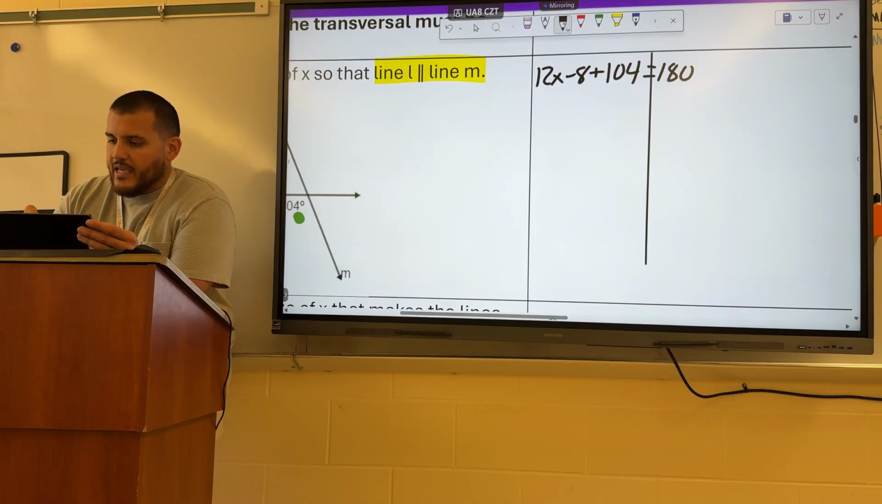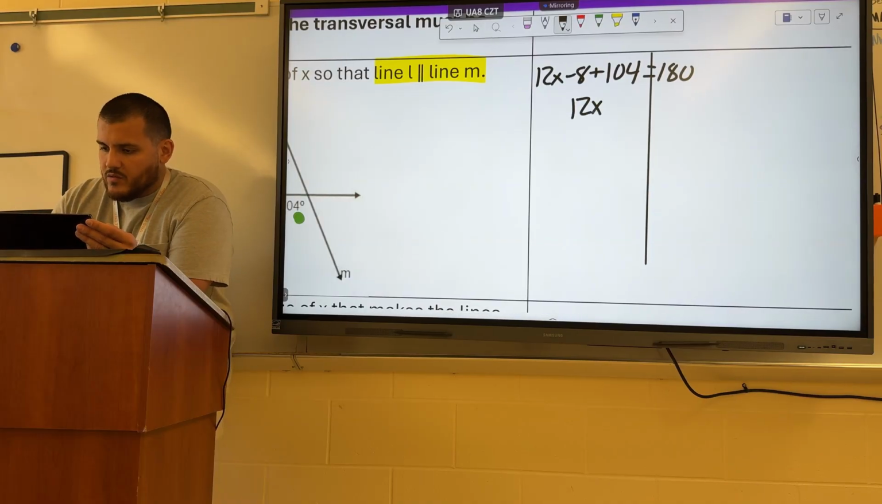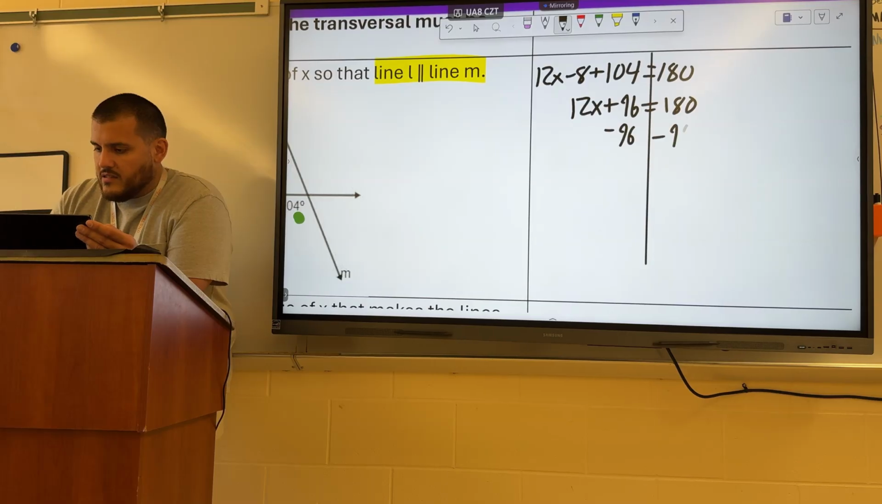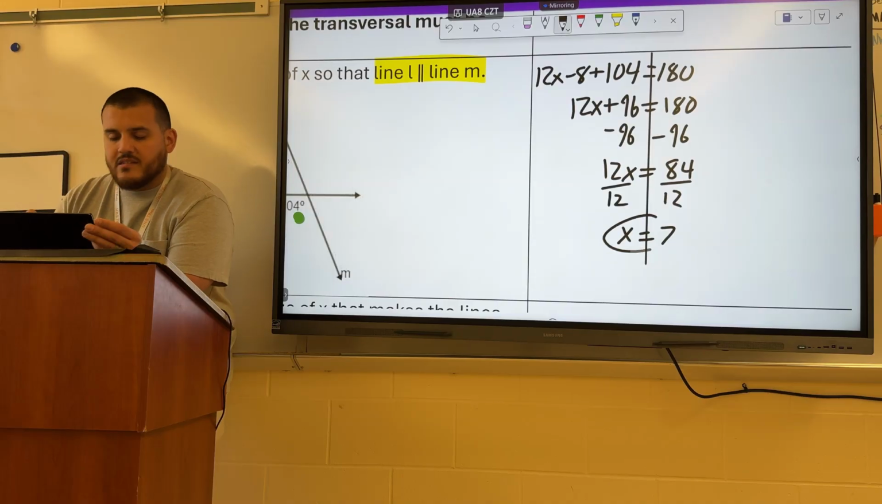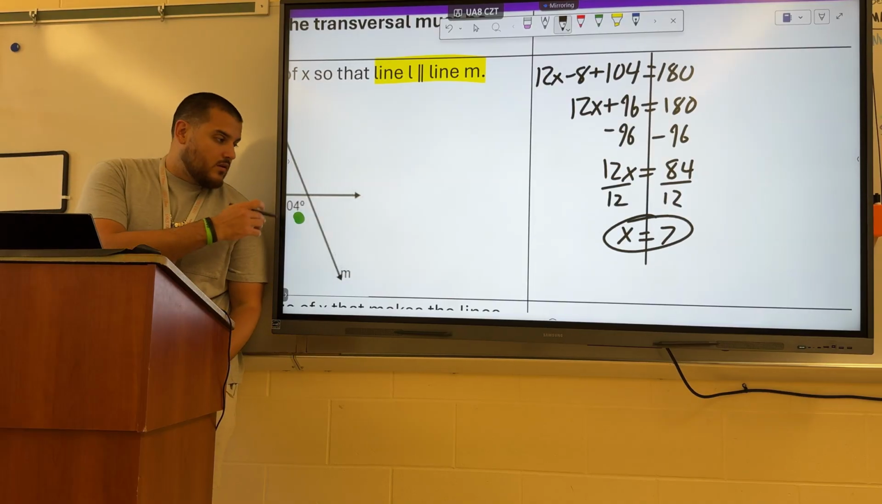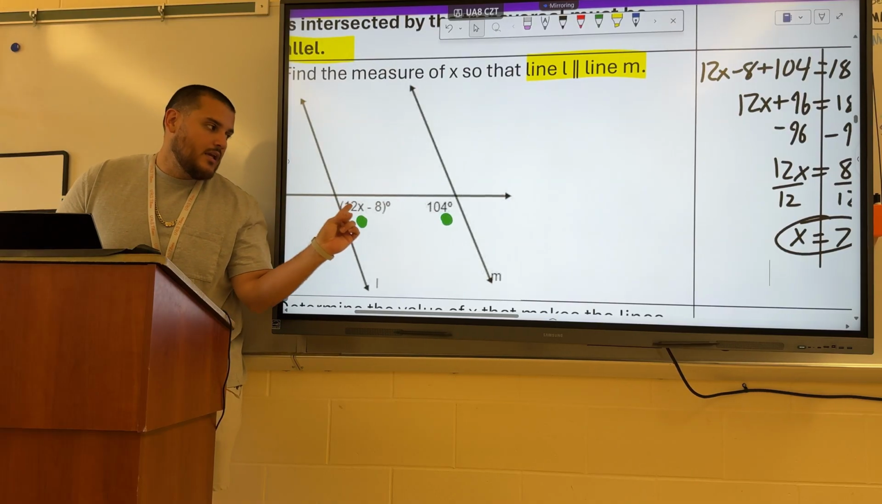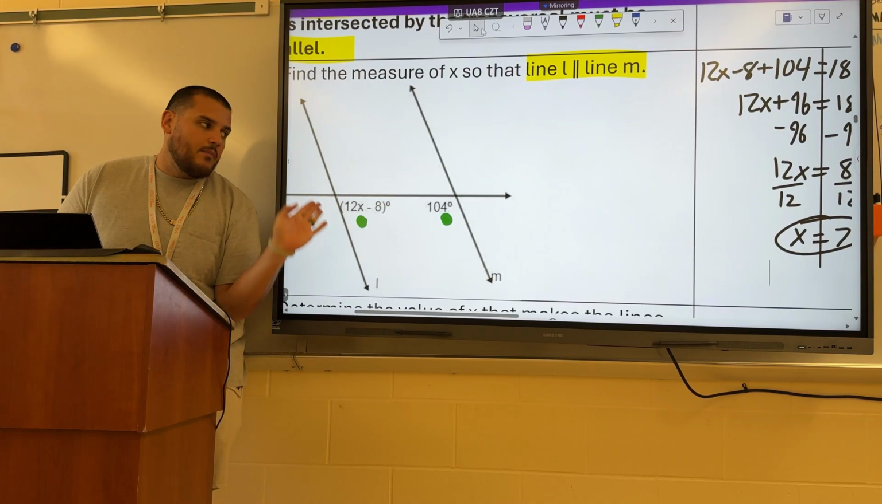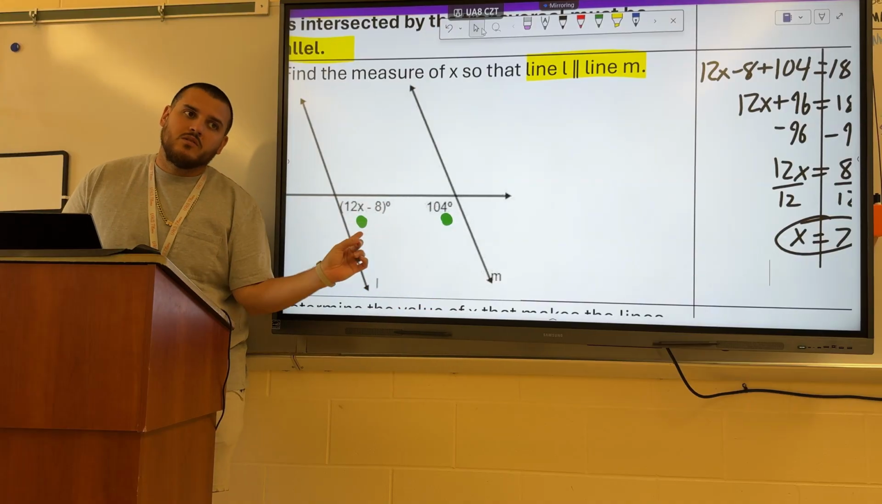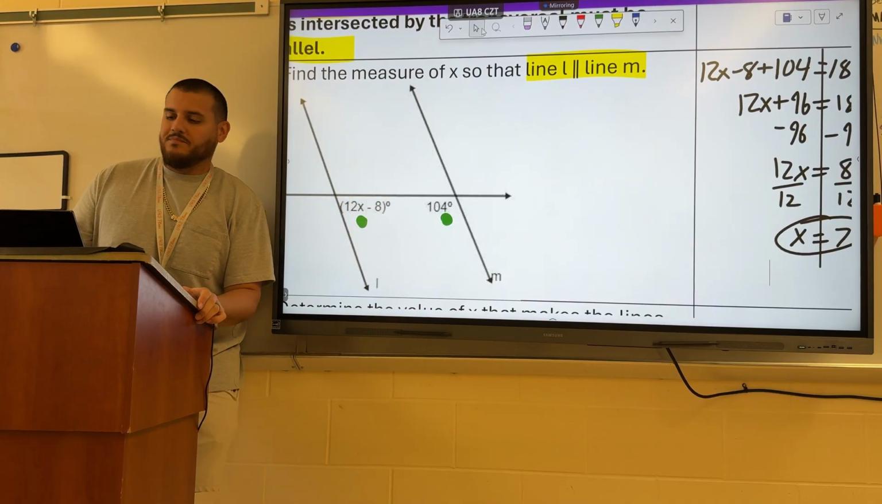Combining like terms here, I got negative 8 plus 104, so that gives me 12x plus 96 equals 180. I can subtract that 96 from both sides to get 12x equals 84. Then I can divide both sides by 12 here to get x equals 7. If x is 7, that makes these consecutive interior angles here supplementary. It makes them add up to 180, and because they add up to 180, that makes these lines parallel, because those angles only add up to 180 on parallel lines.